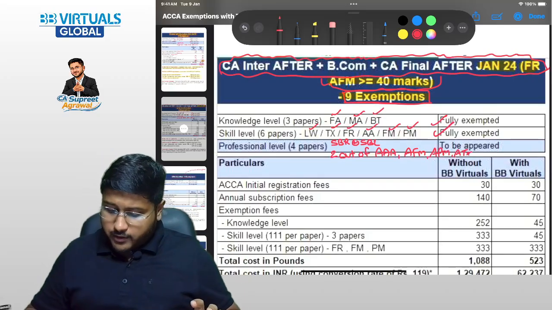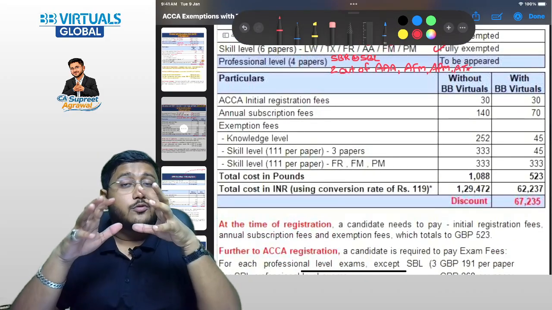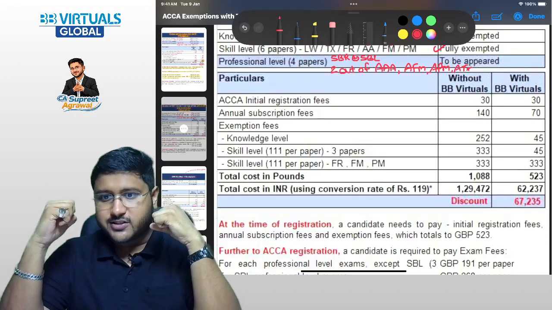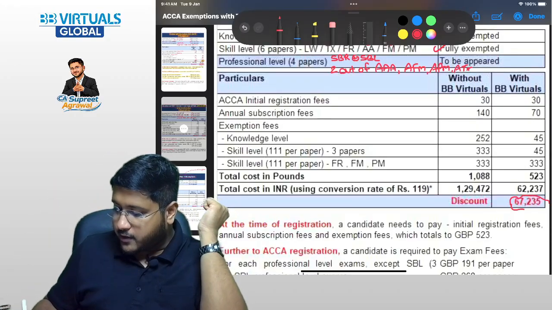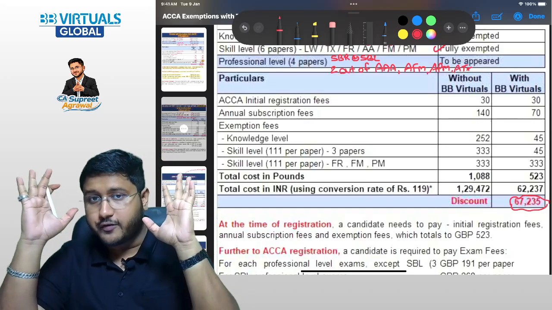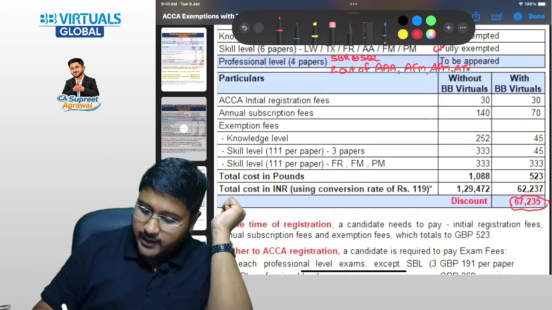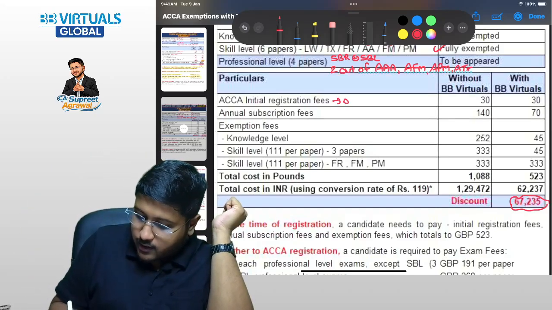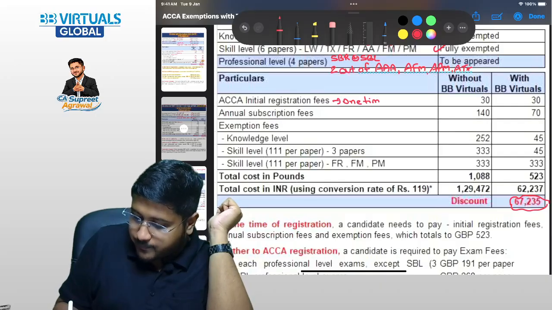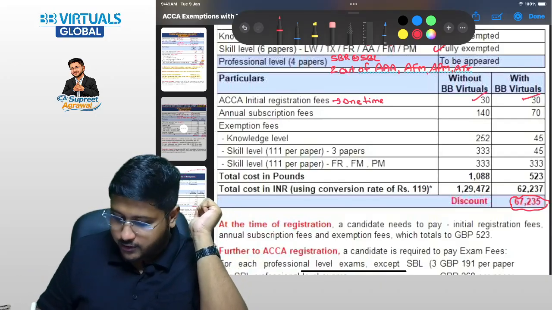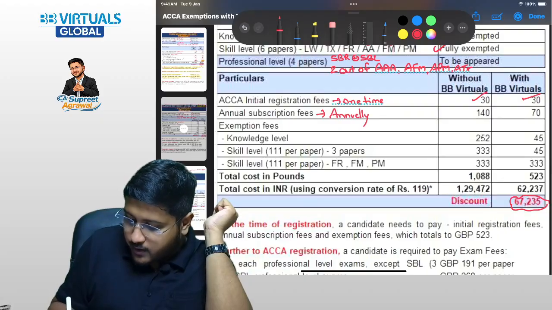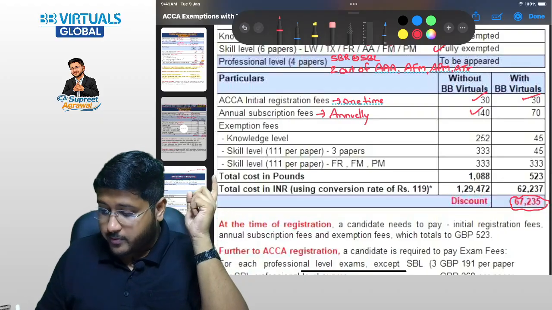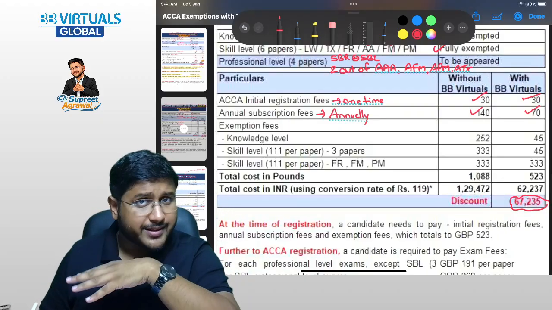Okay, now when we talk about the fees, that is a very big part of this discussion, because here also you get huge discounts, approximately 67,235 rupees of discount. Okay, so now initial registration fees, this is again a one-time fee that you have to incur. One-time fee, 30 pounds. Annual subscription fees that you have to incur annually, that is 140 pounds, but if you go with us for the first year, it is going to be 70 pounds.